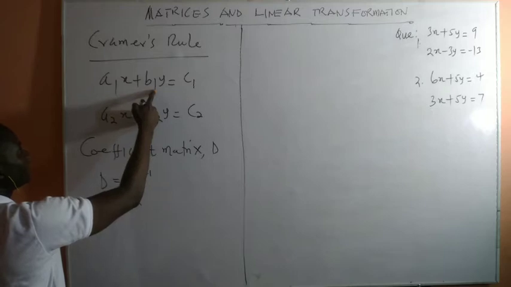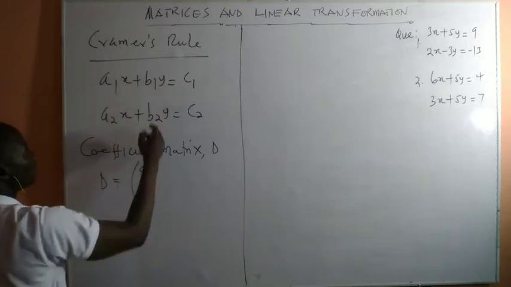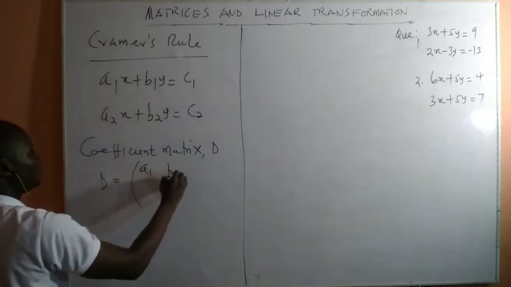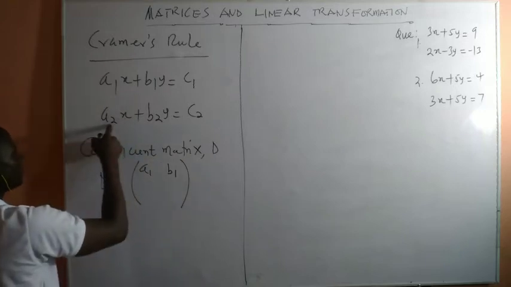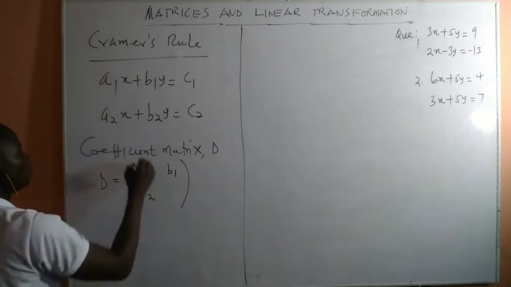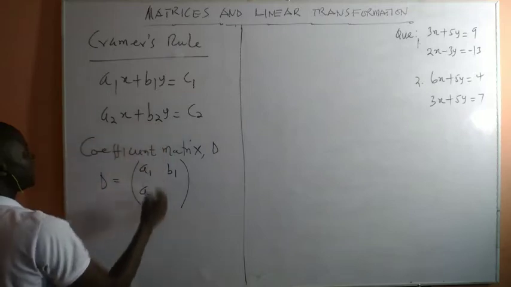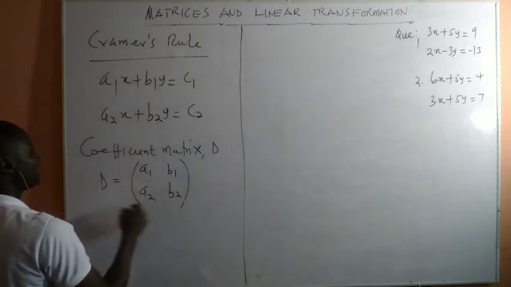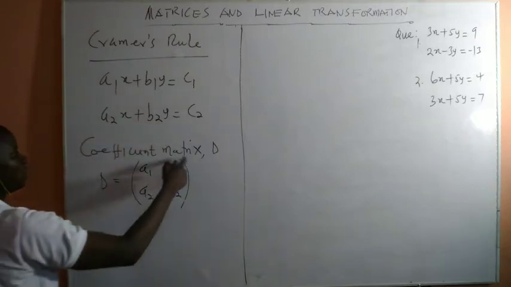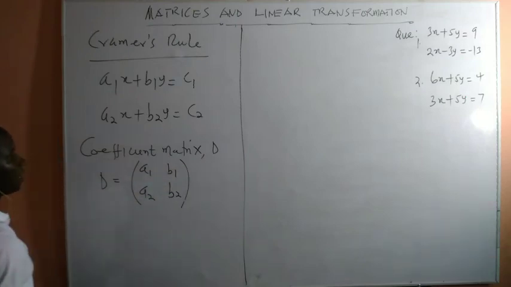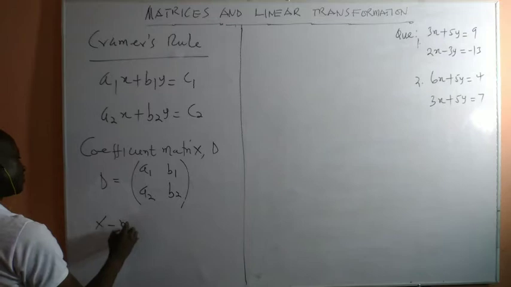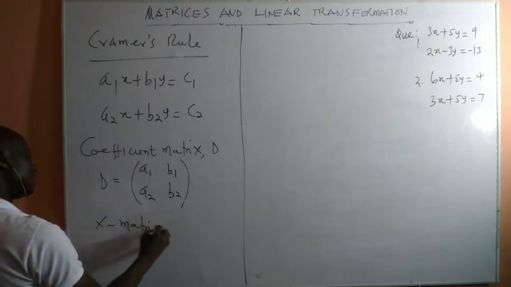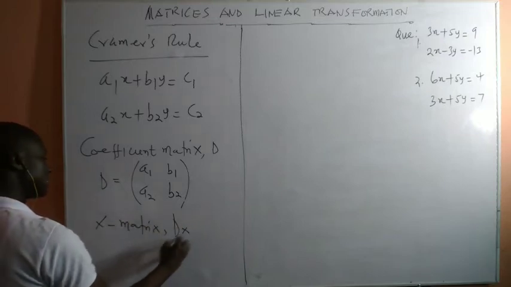The coefficient of y in the first equation is b1. The coefficient of x in the second equation is a2, and the coefficient of y in the second equation is b2. So that is how we come about the coefficient matrix D. Then we also have the x matrix, and the x matrix is written as Dx.